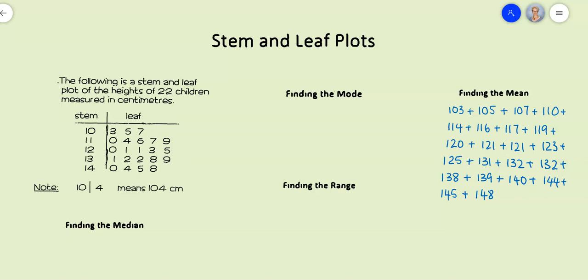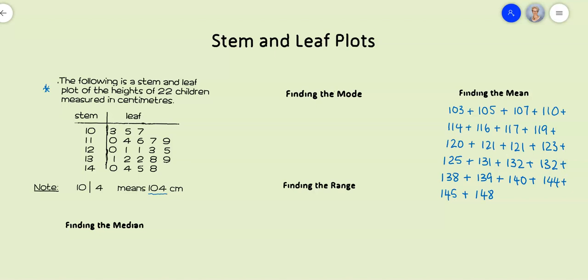In this video, we're going to be looking at how to find the mean, median, mode and range when you are given a stem and leaf plot. On the left here, we have a stem and leaf plot shown, and it shows the heights of 22 children measured in centimetres. So we have the key down here telling us that 10 in the stem and 4 in the leaf means 104 centimetres.